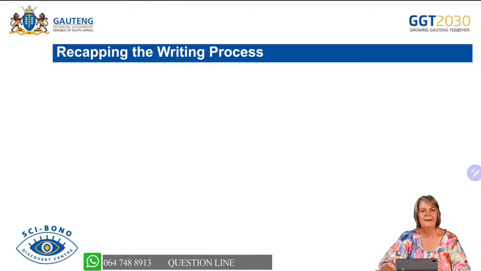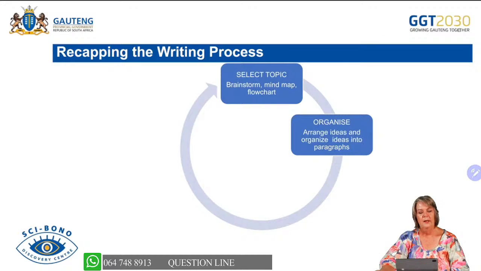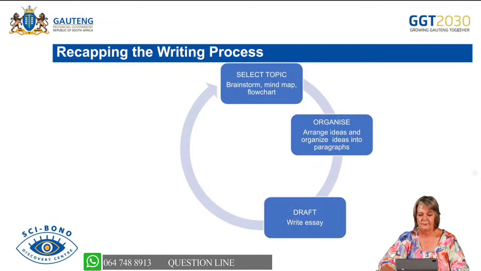Let's take a look at another way of looking at the writing process. You select the topic. Here you can brainstorm. You can use a mind map. You can use a flow chart. You can also use notes as we have done in the previous slide. Then you organize your ideas, arrange them and organize them into paragraphs. Next follows the draft.